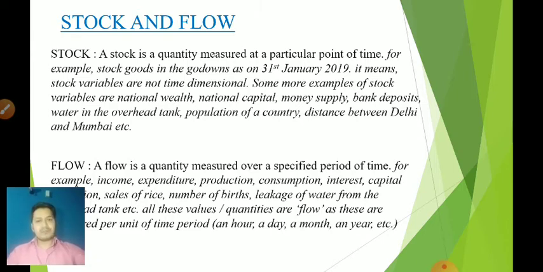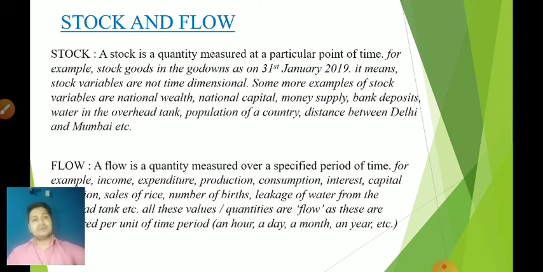Okay, dear student, now if you talk about the flow concept, a flow is a quantity measured over a specific period of time. Keep in mind whenever you go through the definition of flow that it is measured over a specific period of time, not at a particular point of time. That's why it is known as a flow concept. For example, income, expenditure, production, consumption, interest, sale of rice, and number of births are all flow concepts because these are measured over a period of time.